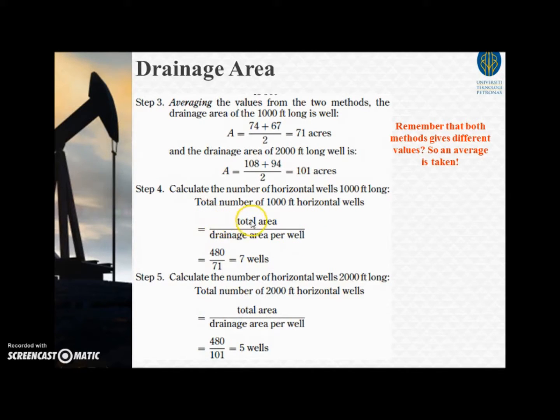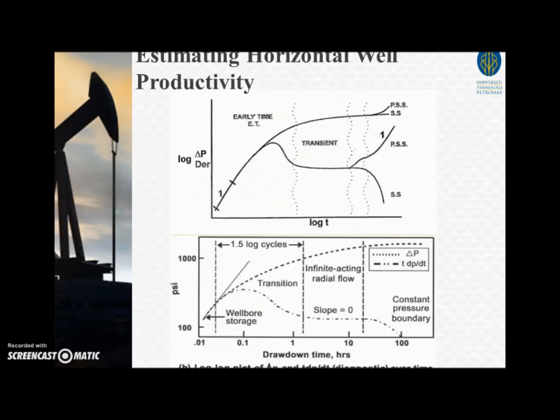So let's see, drainage area per well. After we take the average, 480 divided by 71, we get 7, and 480 divided by 101, we get 5. So these two should add up to 12, which is correct. Remember, we have to divide the total area to be leased into 12 wells. Now let's take a look at estimating the horizontal well productivity.